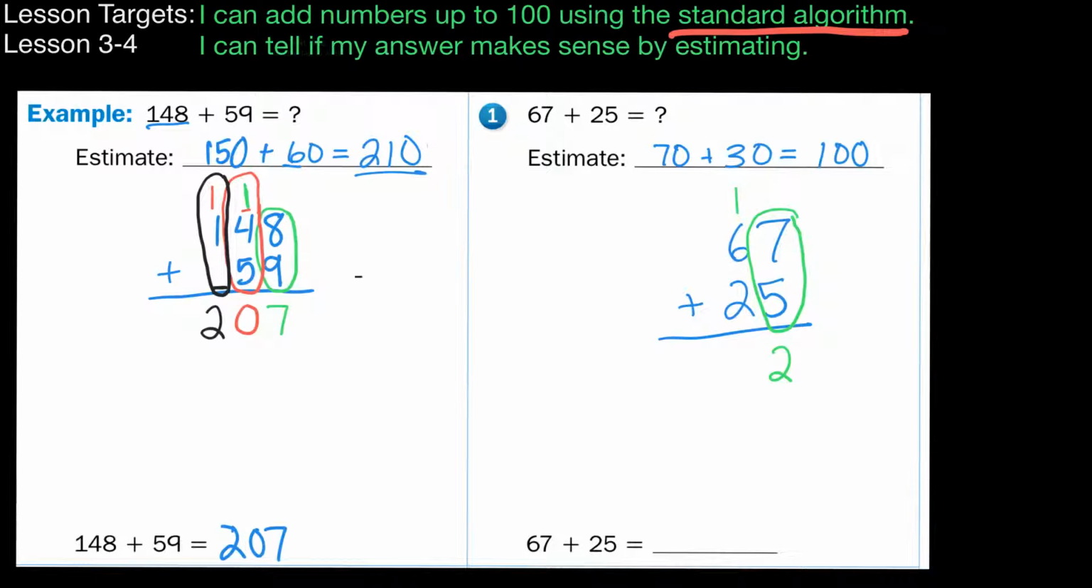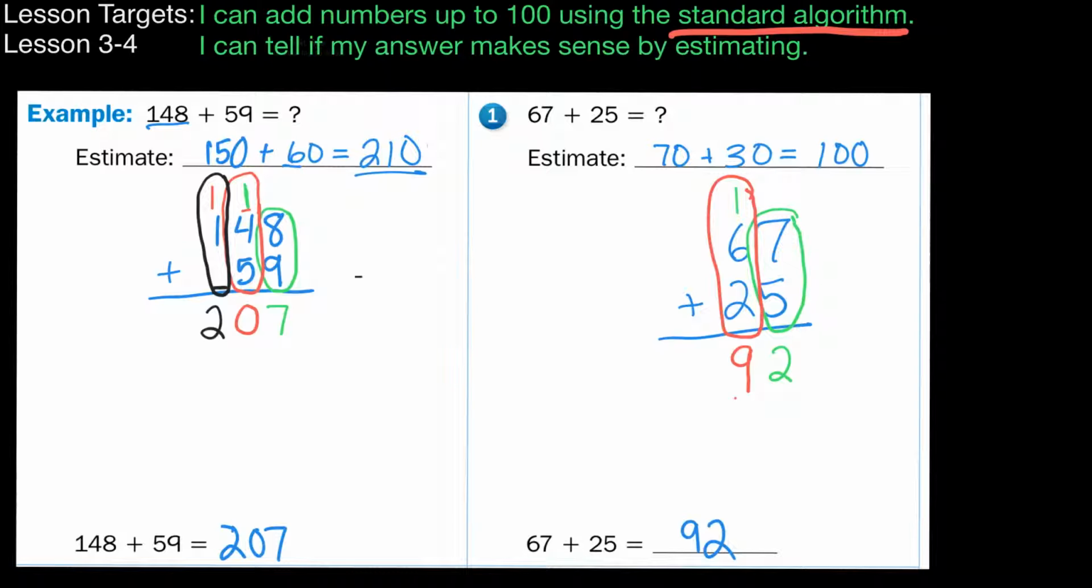After I solve the ones, I'm going to move over. I'm going to solve and add all of our tens up. 1 plus 6 plus 2. 1 plus 6 is 7. 7 plus 2 is 9. I've got 9 tens, and I can put it in the tens column down here. So my final answer is 92.